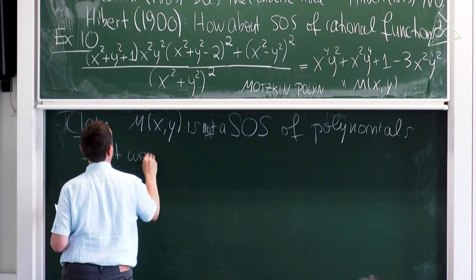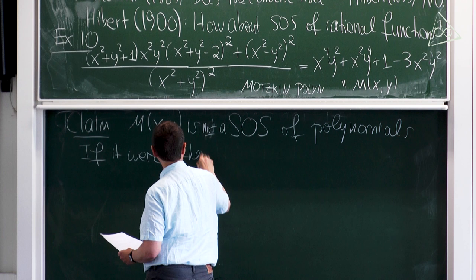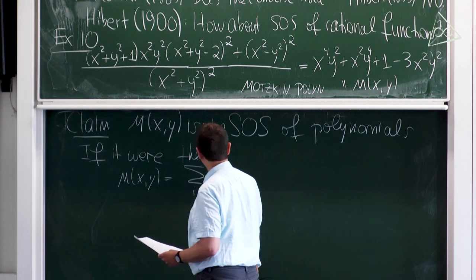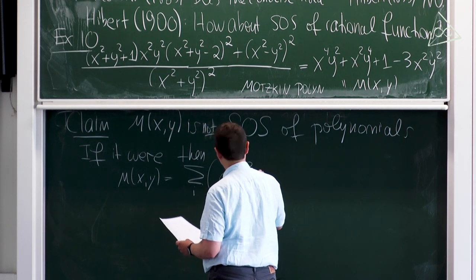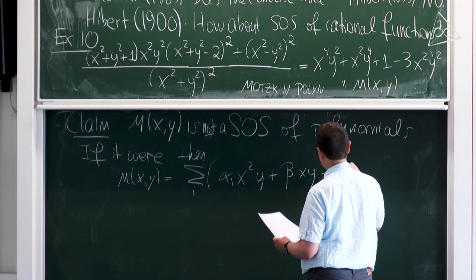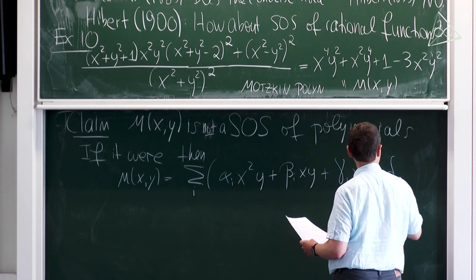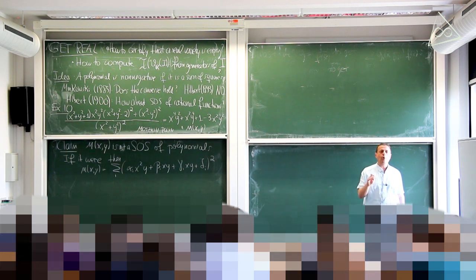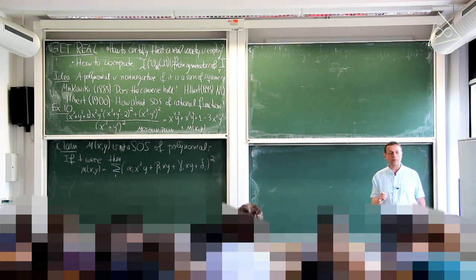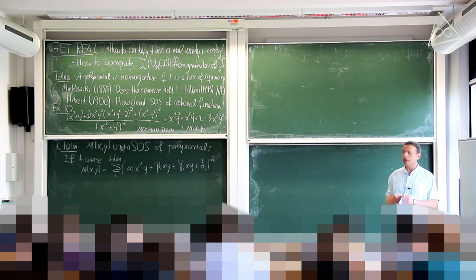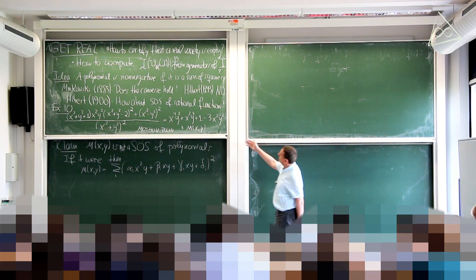By contradiction, let's assume it were a sum of squares of polynomials. Then this polynomial M would be a sum of a bunch of terms, each of which is alpha_i x squared y plus beta_i xy plus gamma_i xy plus delta_i, and the whole thing squared. Think about the support. If you have a square of some polynomial, the monomials are in the convex hull of twice the Newton polygon.